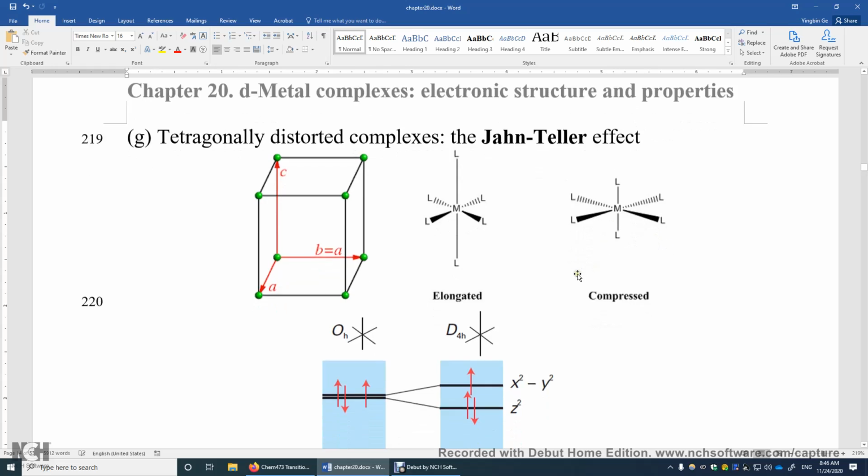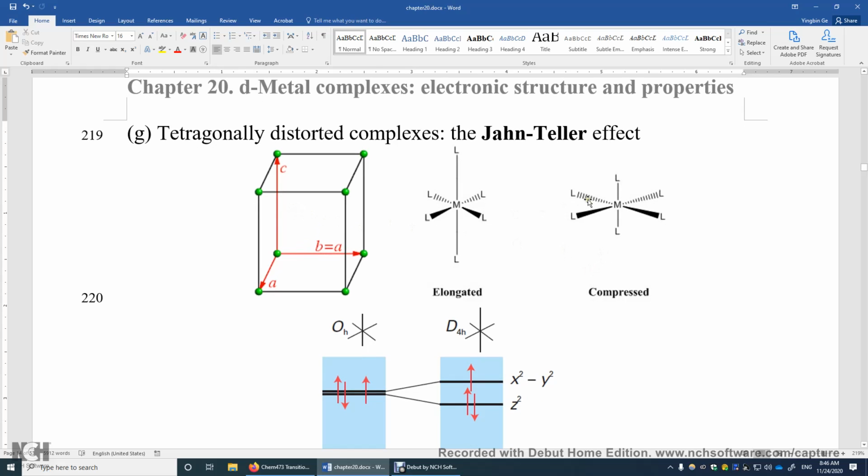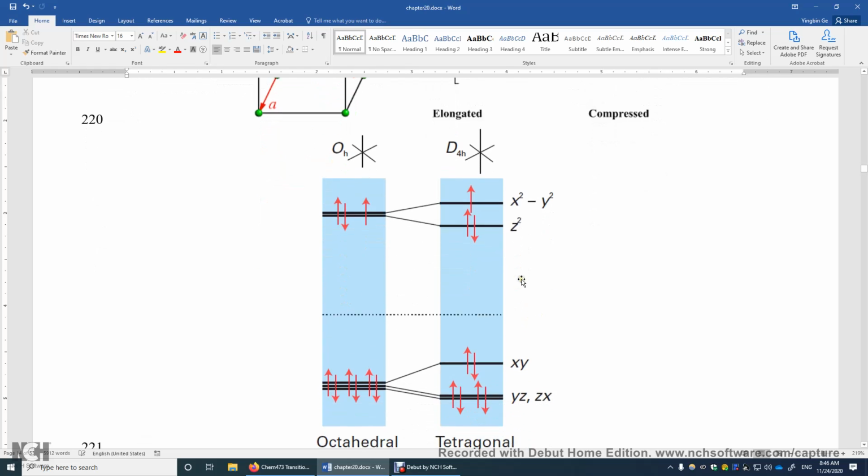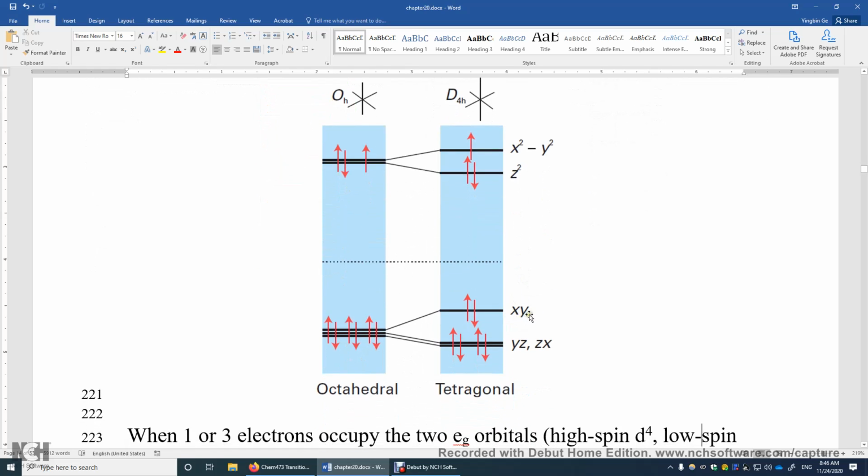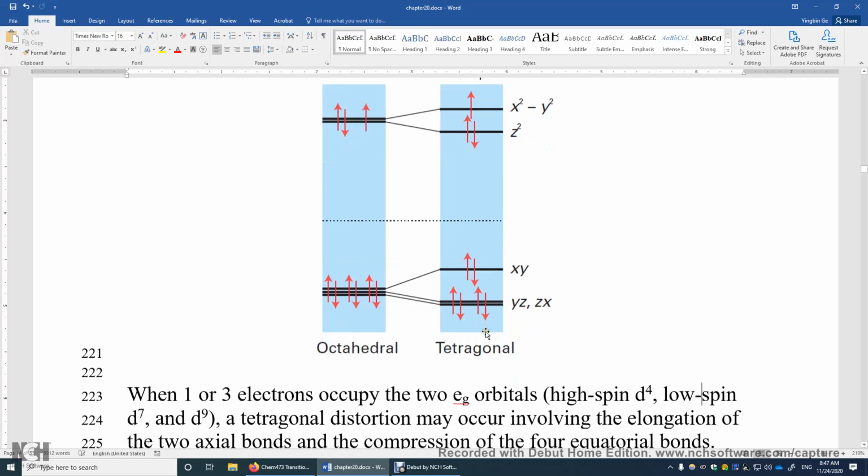Again, why is that? Again, you're going to distort the octahedral structure. You're going to distort the cube to a tetragonal crystal system. And by elongating these 4 bonds, you're going to lower the energy of the dxy orbital. So in this case, if you have only one d electron, this dxy is lower than dyz and dzx. These two are still going to be degenerate, but you just have one lower dxy orbital. You put that electron here.